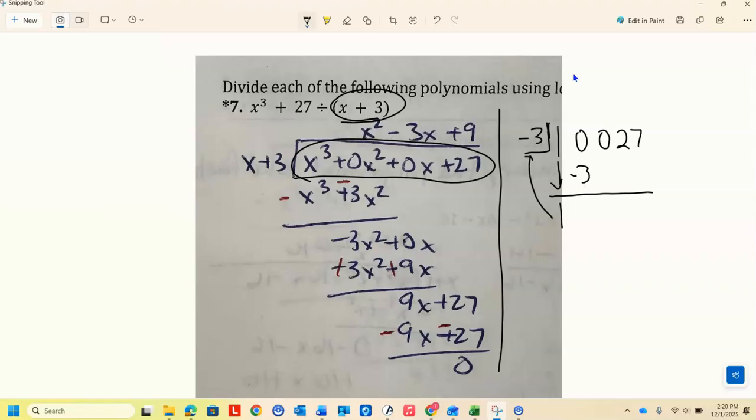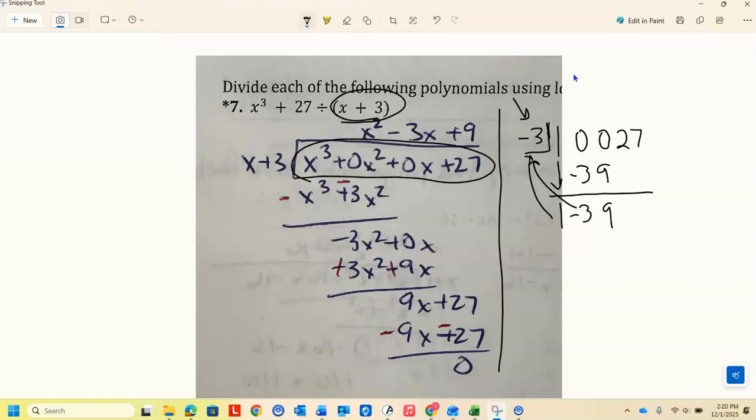Now 0 plus -3 is -3. Now multiply by -3, that gives you the next number, 9. Add straight down, 0 plus 9 is 9. So we're always adding straight down. And then we multiply by this root up here to find the next number.